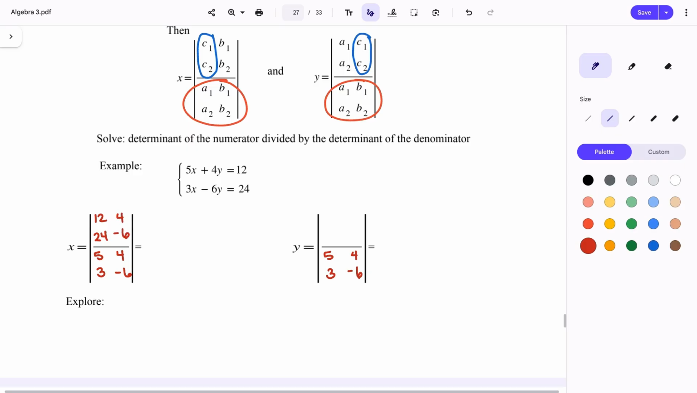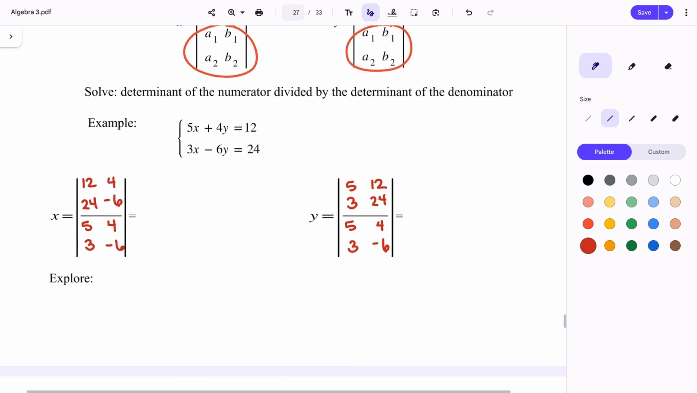What numbers would I need to write over on the other side for the y? What would come first? 5 and 3. And then what goes next? 12 and 24. Good, 12 and 24. Again, we're replacing the y coefficients with those constants. And now we're going to solve the determinants.